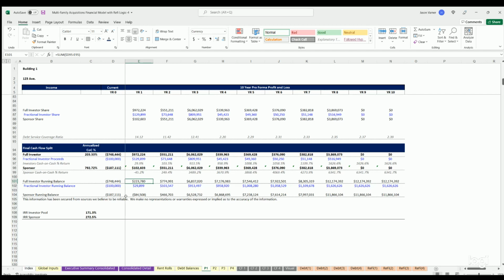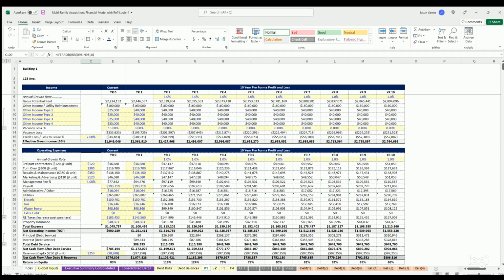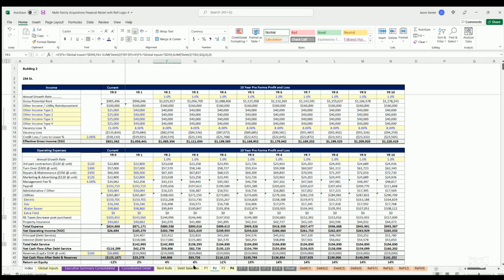Then we also have running balances here. So this is just a cumulative cash amount after all of these assumptions and everything happen. Sponsor, running cash flow, and then IRR of investor and sponsor here. And this is the same for P1 through P4.